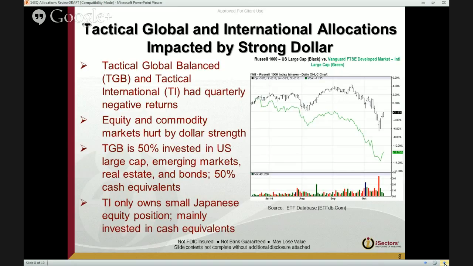Finally, the tactical allocations were also hurt by the strong dollar and weaker earnings expectations abroad. You can see the difference in performance between the U.S. large cap index, which is in black on the chart on slide 8, and the international large cap ETF in green on the chart on slide 8. The tactical global balanced is 50% invested in a variety of asset classes, with the rest in cash equivalent. Tactical international allocations has a 90% cash holding, waiting for the markets to turn.